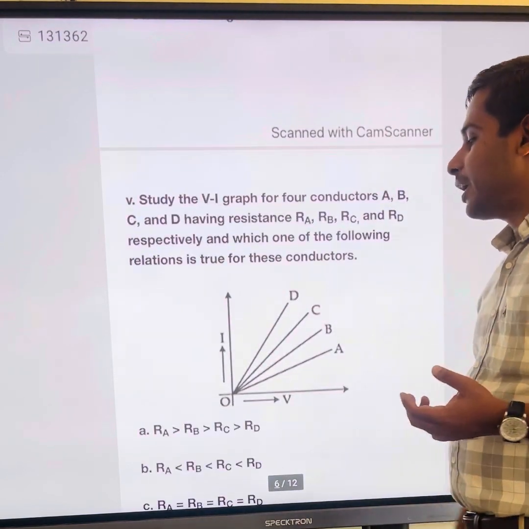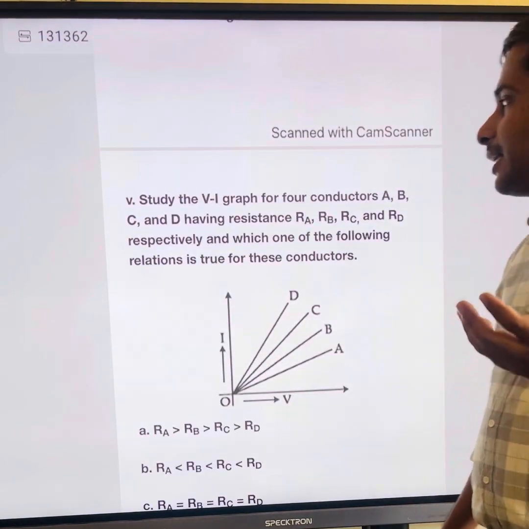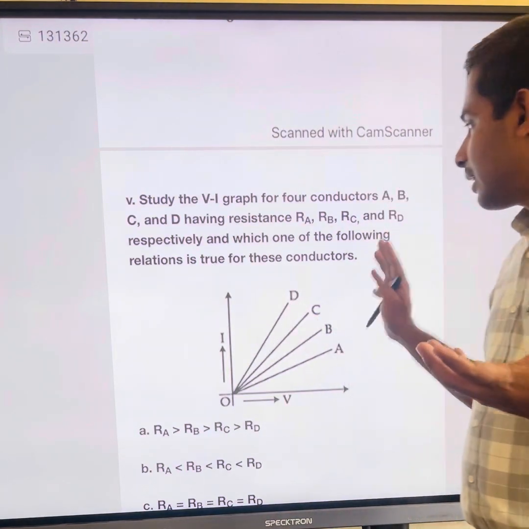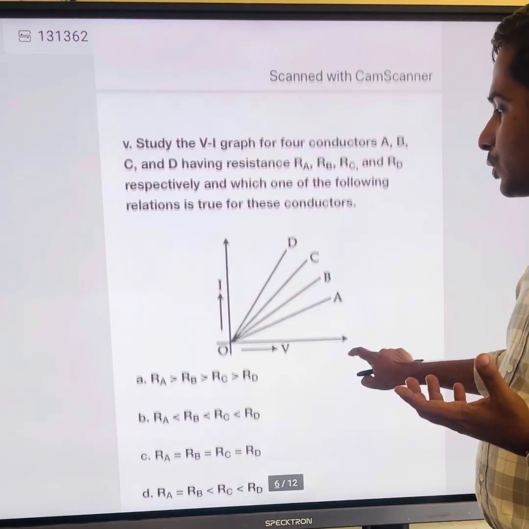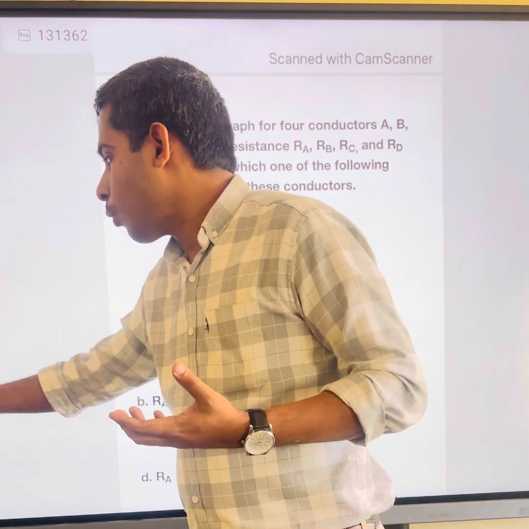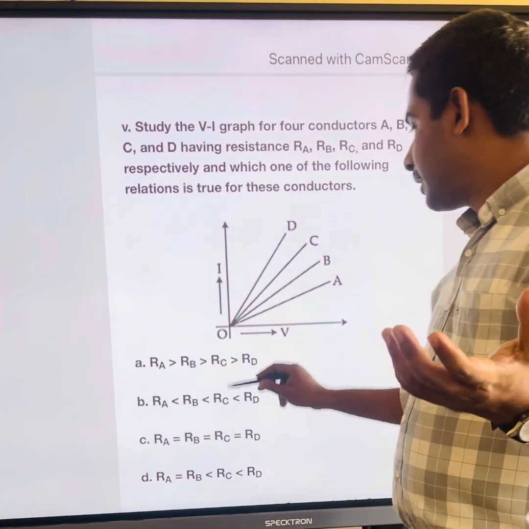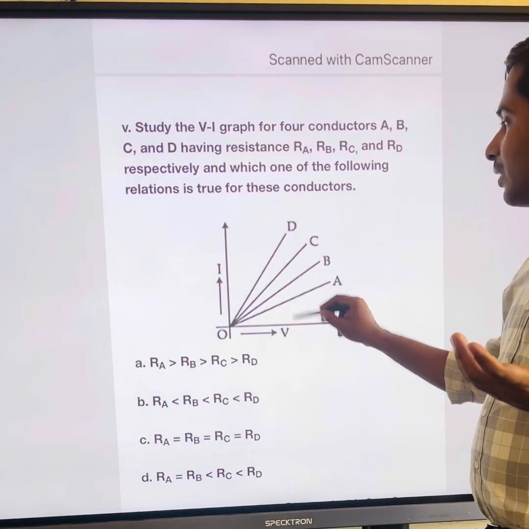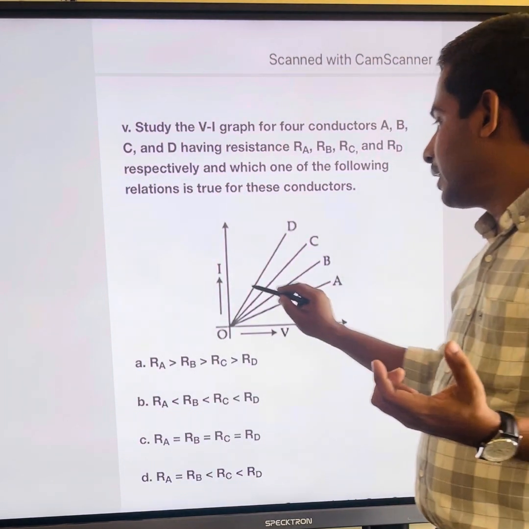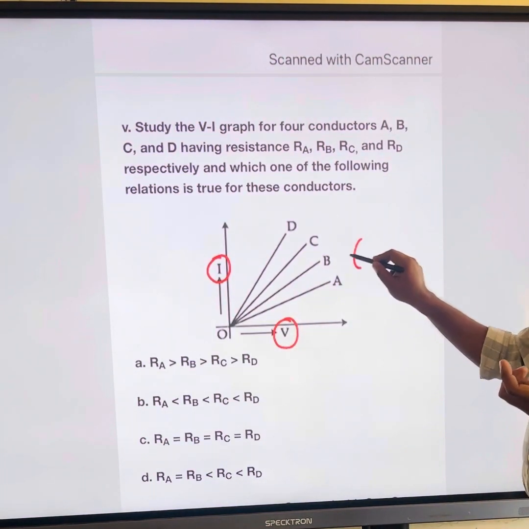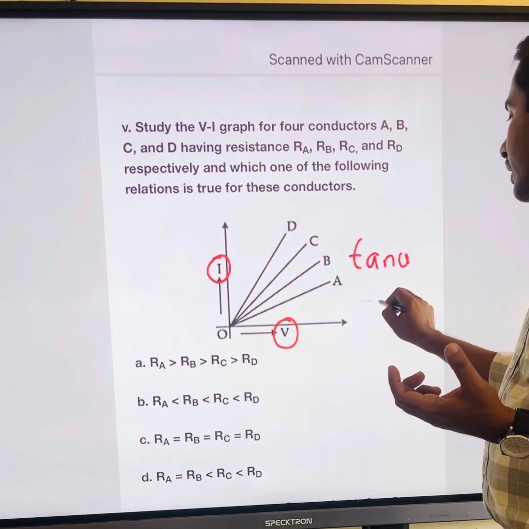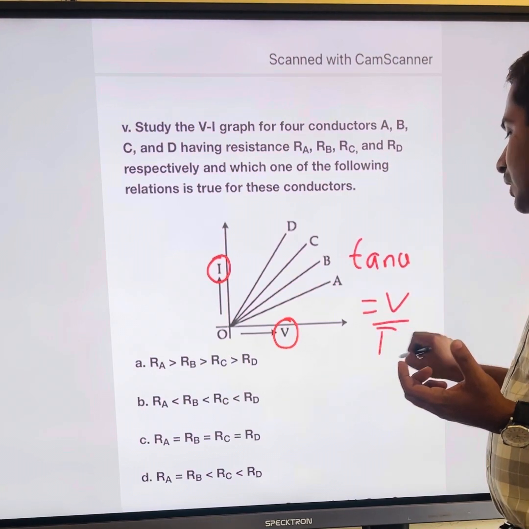Study the VI graph for conductors AB and CD. They set the graphs, then we have to take the suitable one. So in this question, we have 4 options here, right? RA, RB, RC, RD. So when we are taking the slope actually, here we have I, here we have V. So we have tan theta equal to, right, slope we can say V by I.